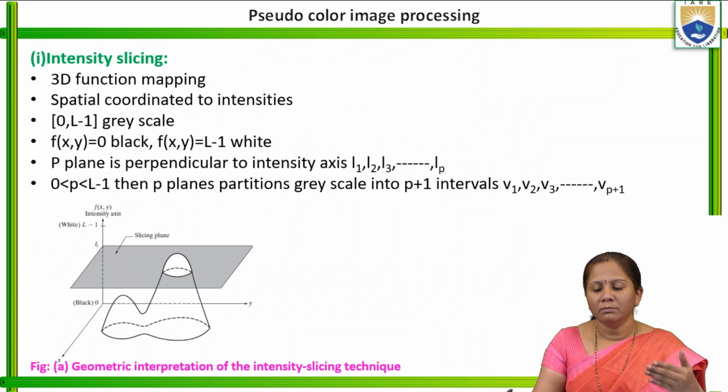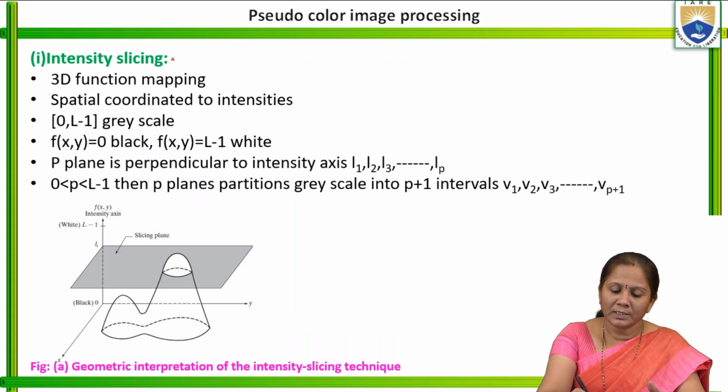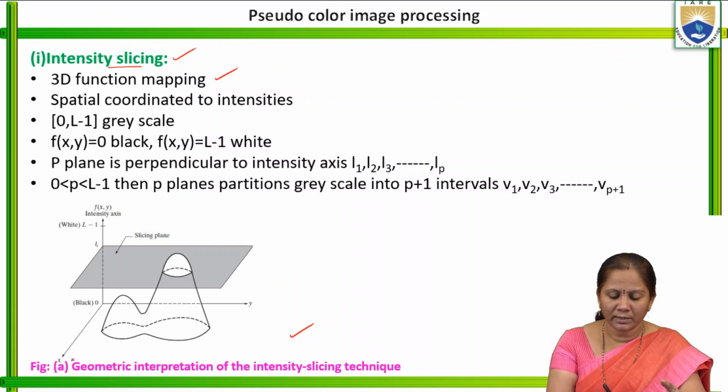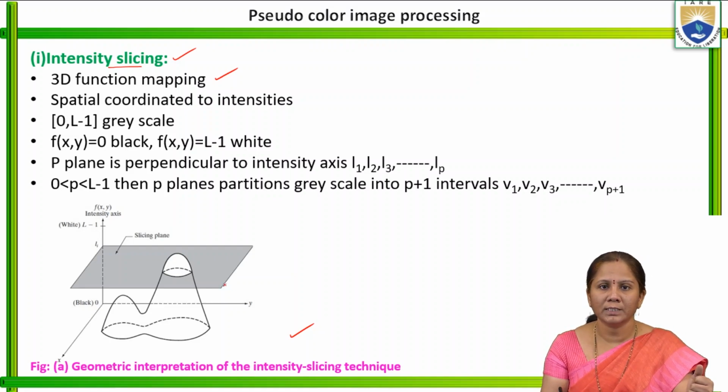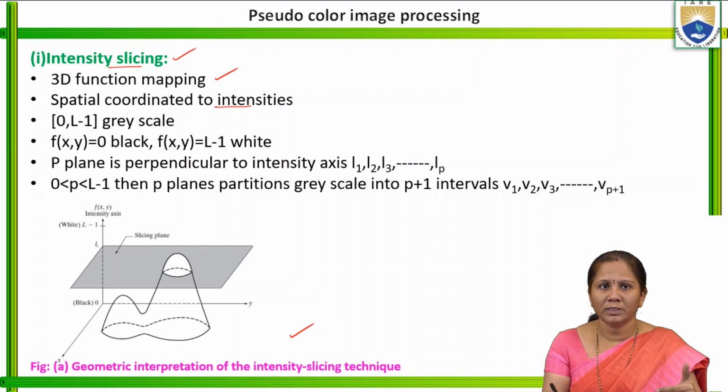Now we will see about pseudo color image processing. In this, the first technique is intensity slicing. To clearly understand intensity slicing, here we are going to consider 3D function mapping. This is the figure that is represented in 3 dimensions, that is X, Y and Z. By considering this figure, we are going to discuss intensity slicing. Here, spatial coordinates to intensities. So this graph is drawn between spatial coordinates and intensities.